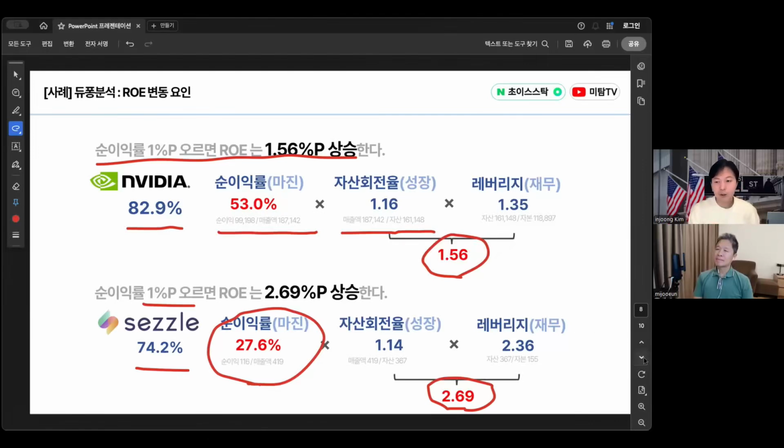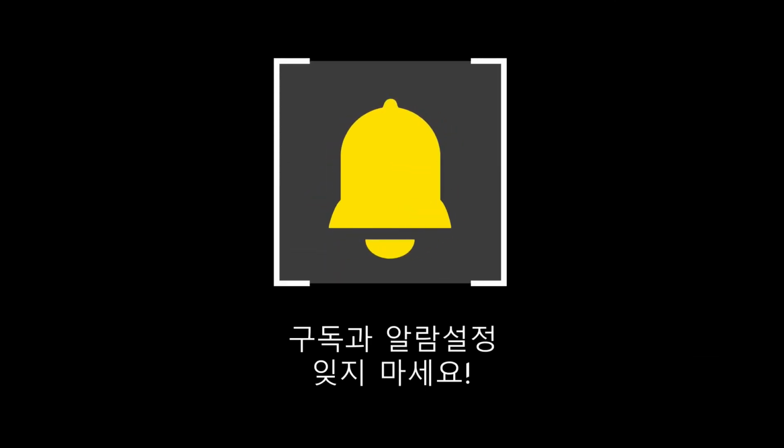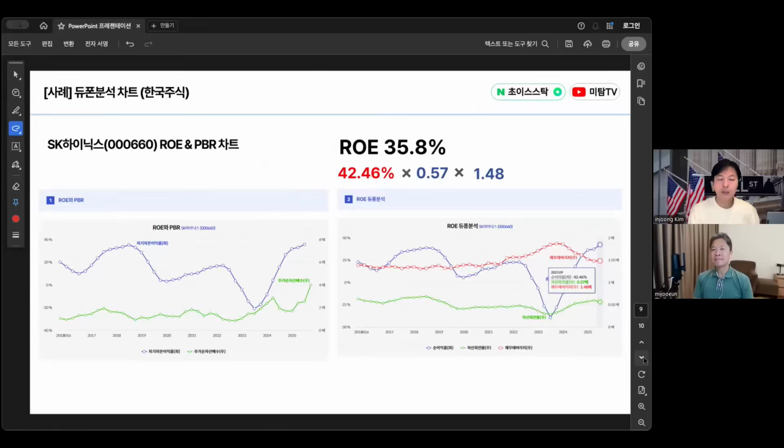So I brought a real life example. This is a Korean stock. The reason I brought a Korean stock is because this chart doesn't exist yet for United States stocks. For United States stocks, we have the return on equity price to book ratio chart, but we don't have this DuPont analysis chart. I wanted to add this DuPont analysis, but I haven't had the time, and about 5 years have already passed. So I couldn't do it, but I brought it anyway.